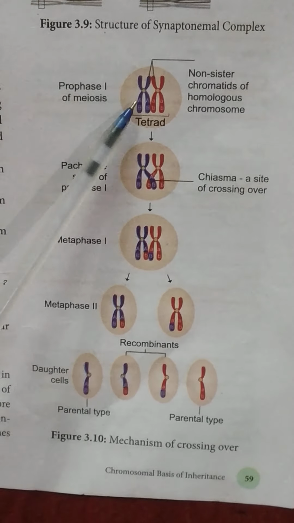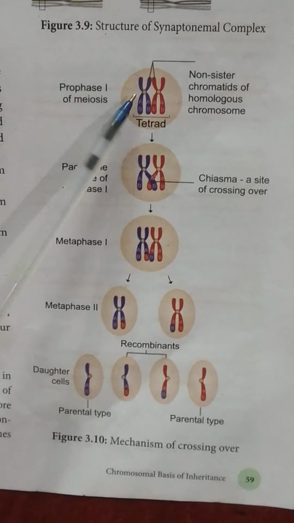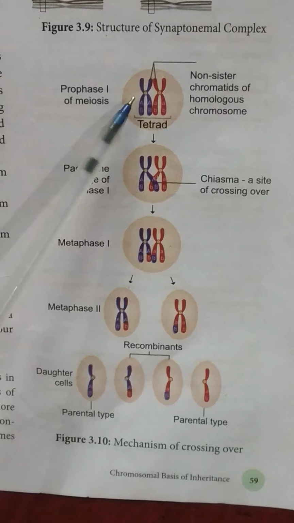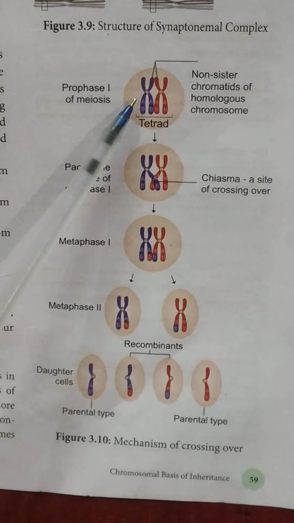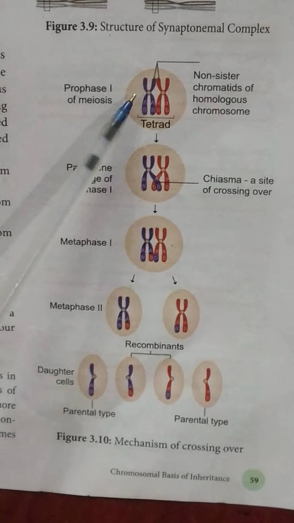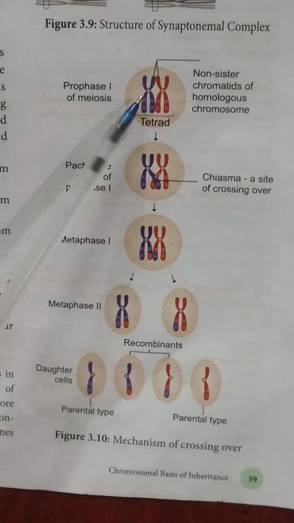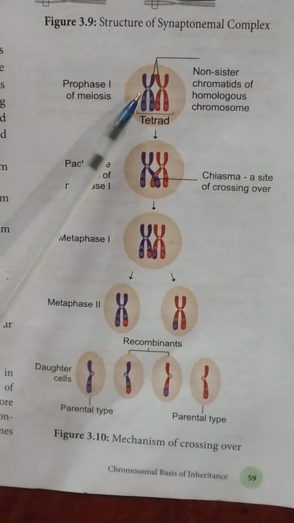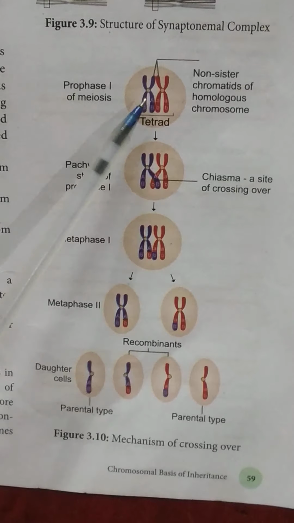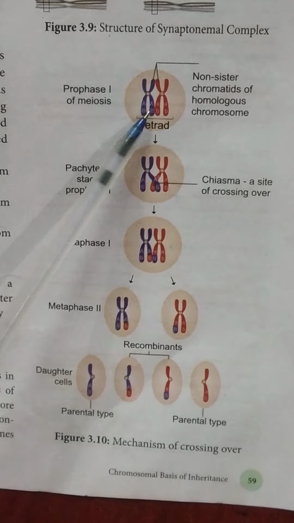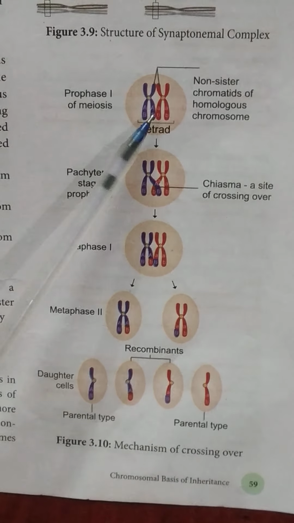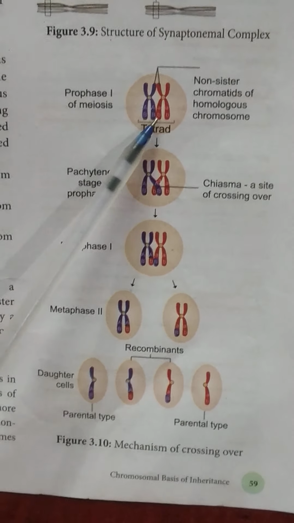Now we are going to study the mechanism of crossing over. First, crossing over is a biological process that produces new combinations of genes by interchanging the corresponding segments between the non-sister chromatids of the homologous chromosomes. There are so many genetic events and technical terms you must understand here.